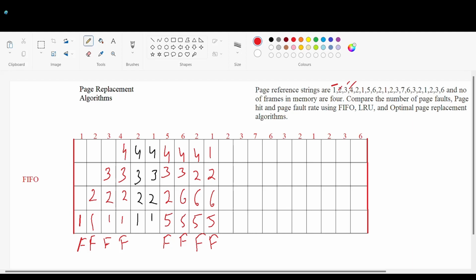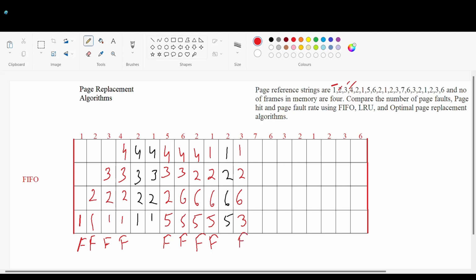Now 2 is already there, so there is no page fault for this string. So 1 2 6 and 5, right? Now 3 enters the system, so which page should be replaced? 5 will be replaced because 5 is the oldest one among all the pages. So 5 will be replaced by 3. So 3 6 2 1, right? This is a page fault. Clear?